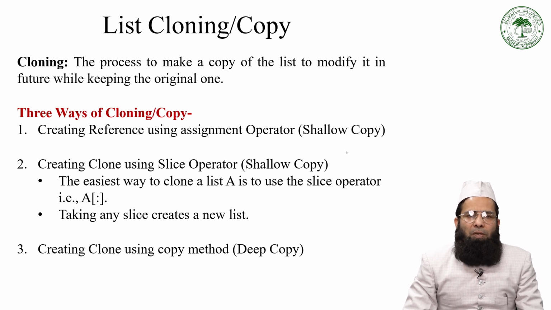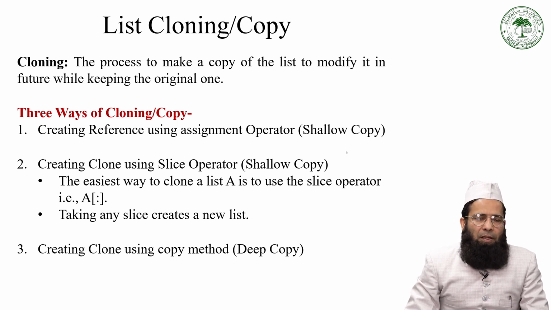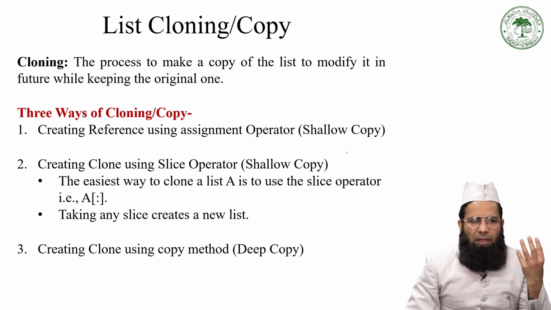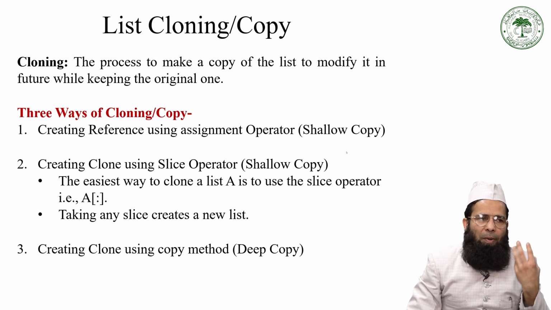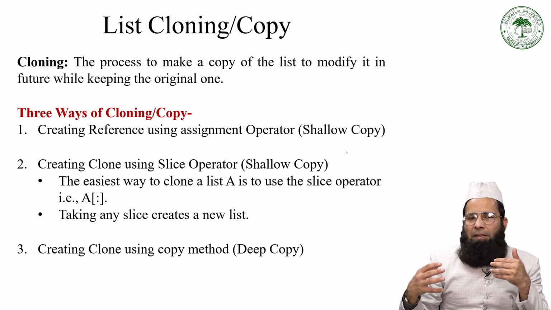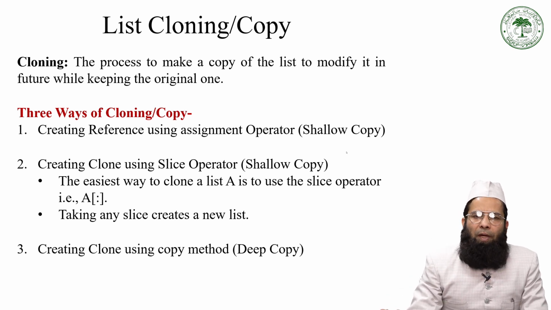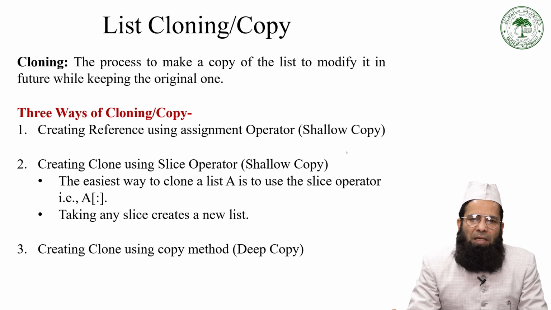Cloning is a process to make a copy of the list to modify it in future while keeping the original one. You are taking a copy of the list and the original copy would not be disturbed. Only the copied list would be updated, right? And the original list, I want to keep it as it is. So, there are three ways of cloning. Creating a reference using the assignment operator, which we call shallow copy.